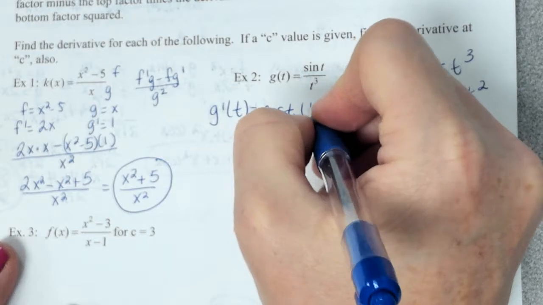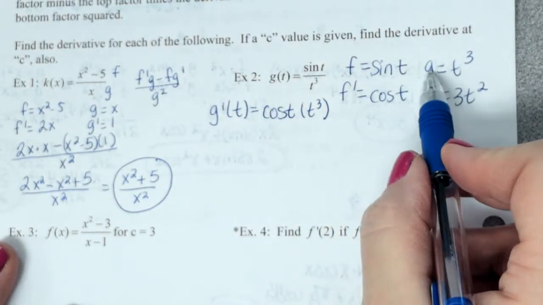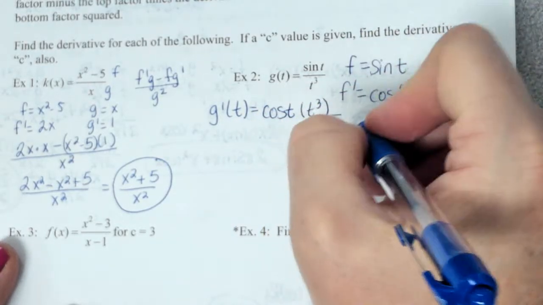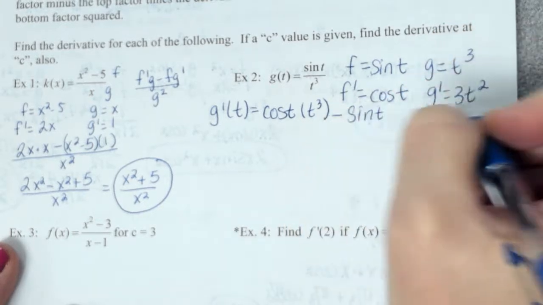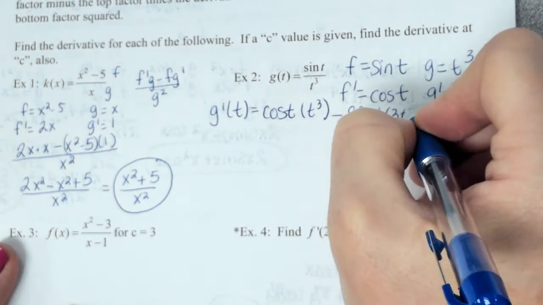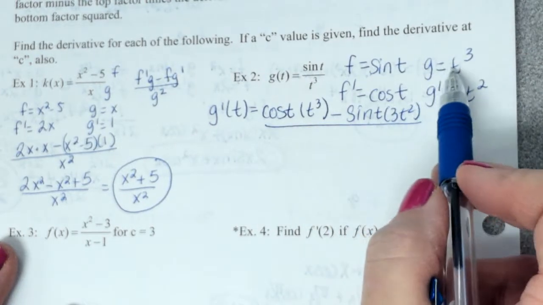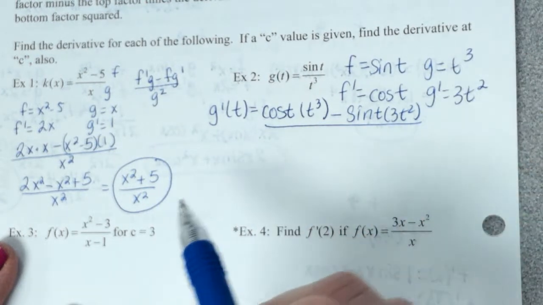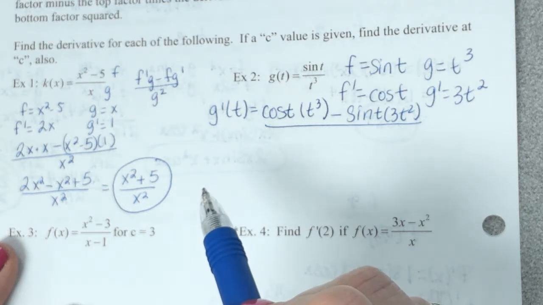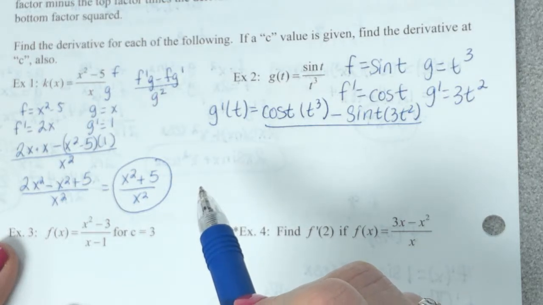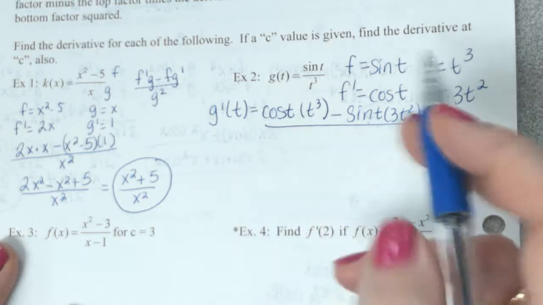g, f prime g minus f g prime all over g squared. What's t cubed squared? T cubed times t cubed is t to the 6th, not 9th.